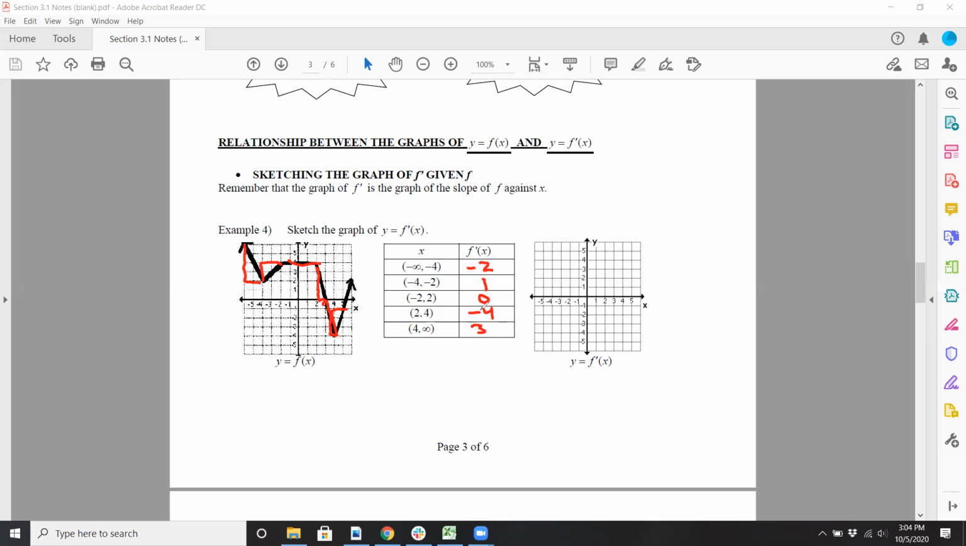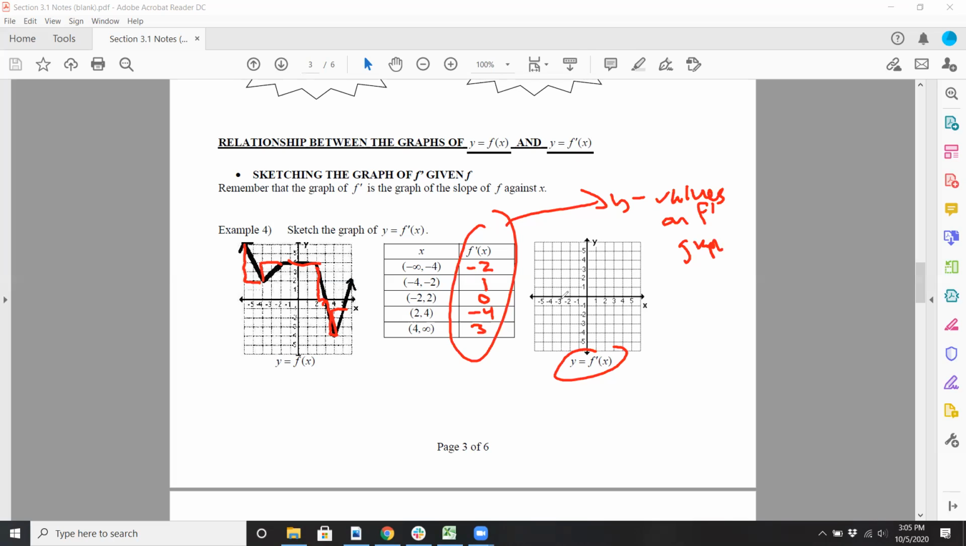Okay, so what you do is in your graph of f prime, these slopes become the y values on the f prime graph. So that's what's meant in that bullet point right above. Remember that the graph of f prime is the graph of the slope of f against x.